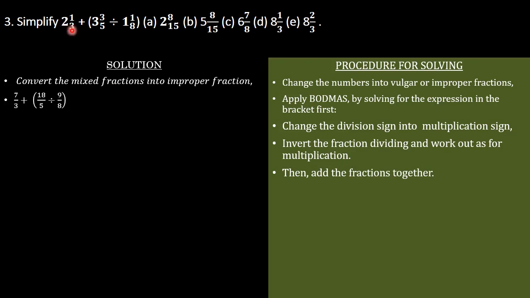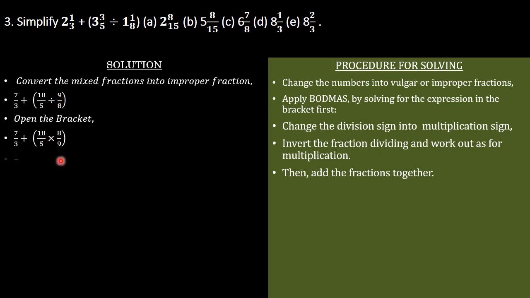That is 3 multiplied by 2 plus 1. Here, 5 multiplied by 3 plus 3. 8 multiplied by 1 plus 1. We now have 7 over 3 plus, open the bracket, 18 over 5 divided by 9 over 8. Then open the bracket, 7 over 3 plus, open the bracket, 18 over 5 multiplied by 8 over 9. Close the bracket. That is the inverse of this value.